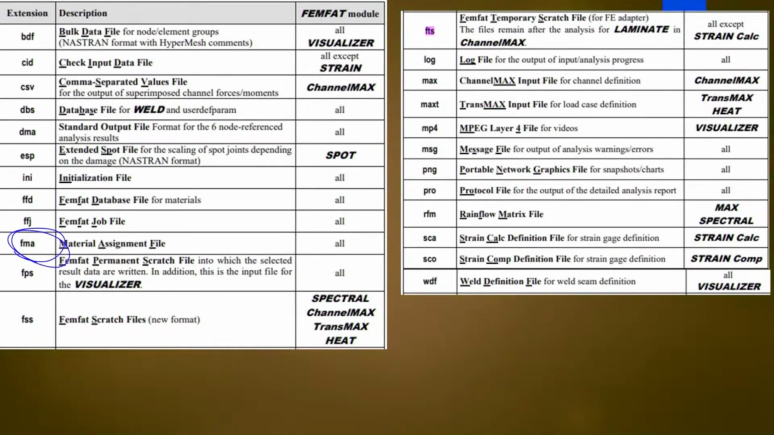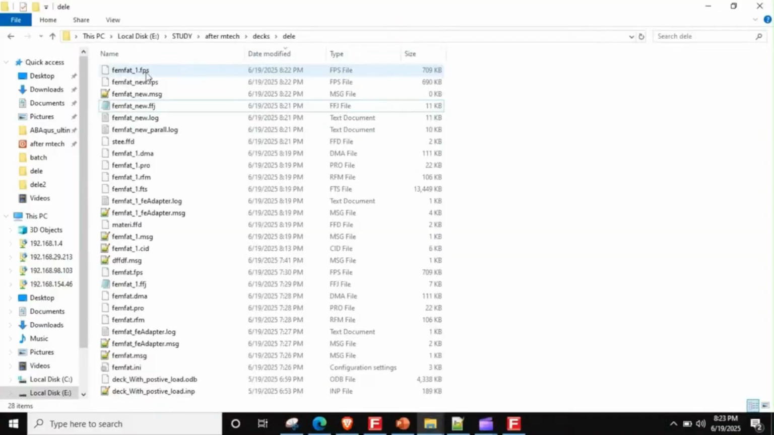Then there is FMA, which is the material assignment file. And then there is the FPS file. The FPS file is the permanent scratch file. So the permanent scratch file is nothing but the file which will go on as the results file.